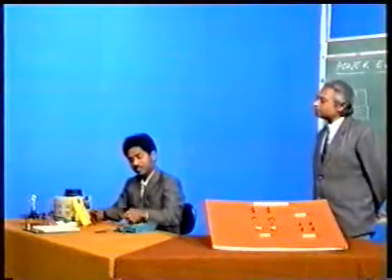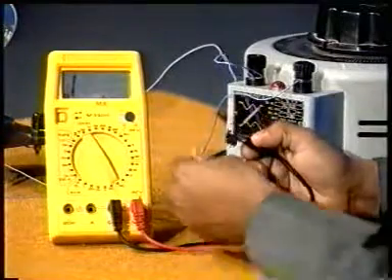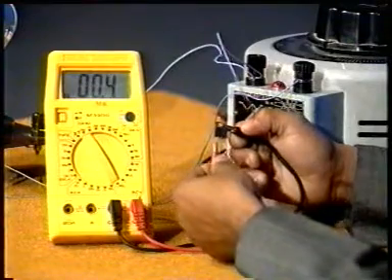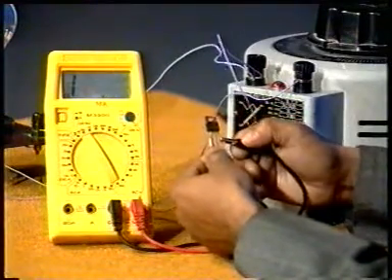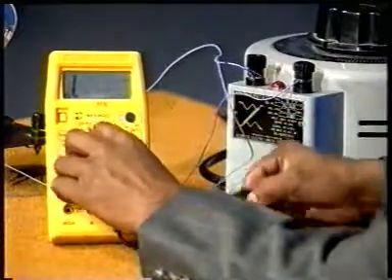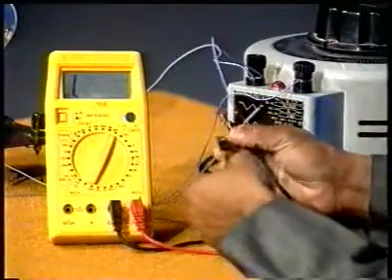Now we can also check some of the damaged components. Here he is checking between anode and cathode. It is showing short, and between anode and cathode it is showing open. It is showing open. So it is a very, very damaged component.